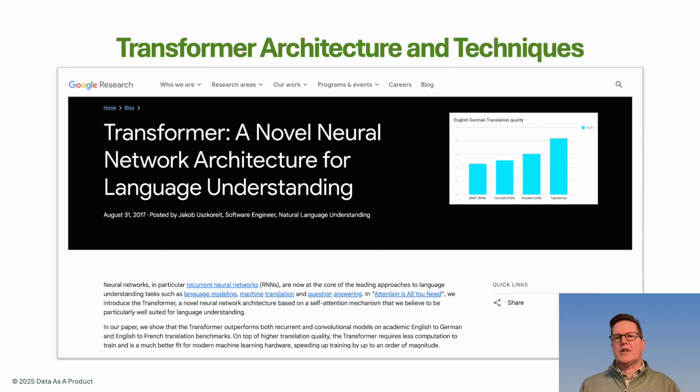The transformer architecture was a groundbreaking advancement in AI. It was introduced in Google's 2017 paper entitled "Attention Is All You Need." This architecture has revolutionized the field of AI by enabling models to understand and generate contextually rich and coherent outputs. So here's how it stands out.